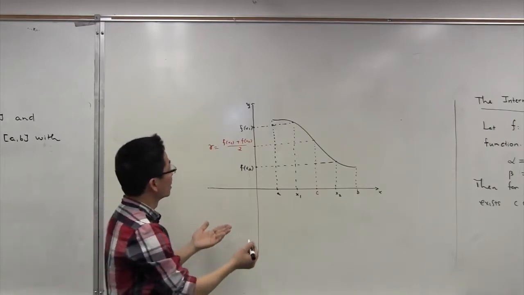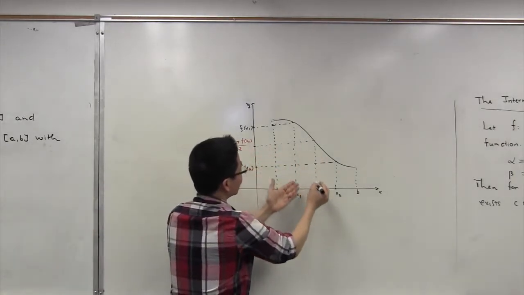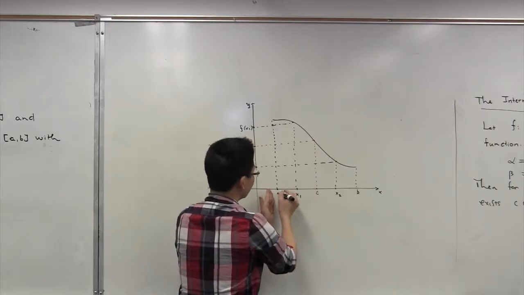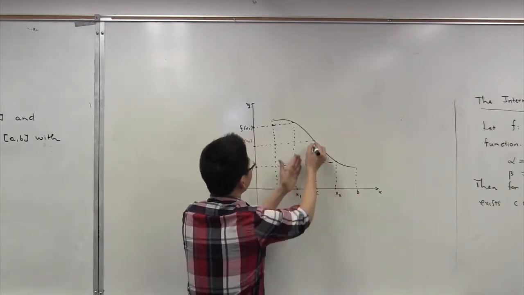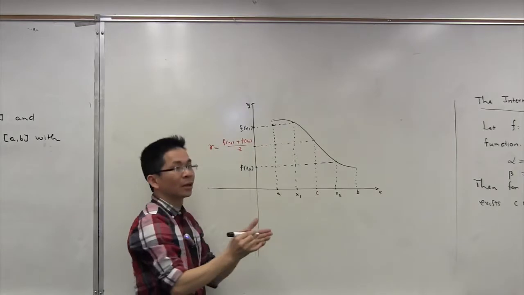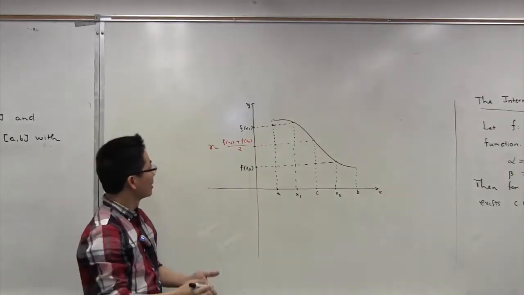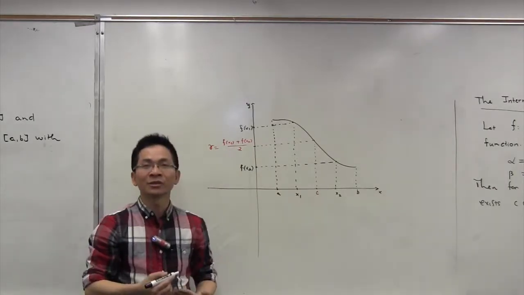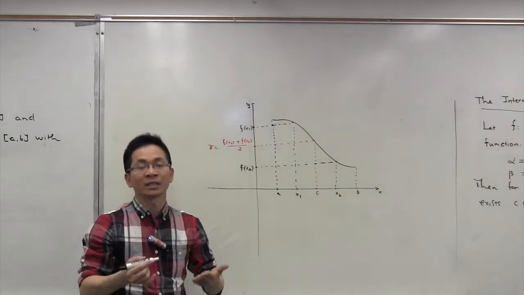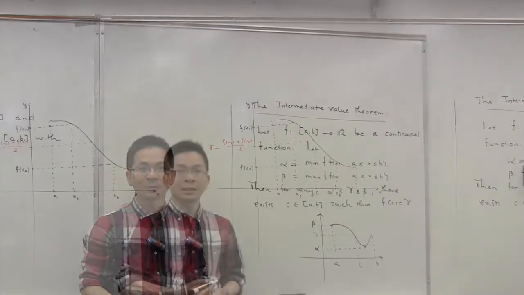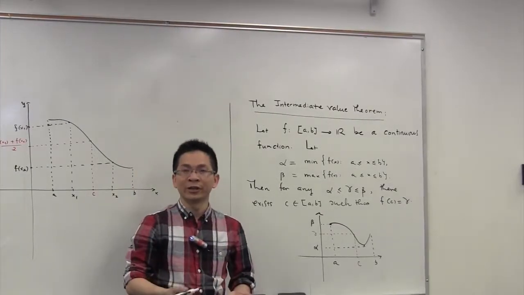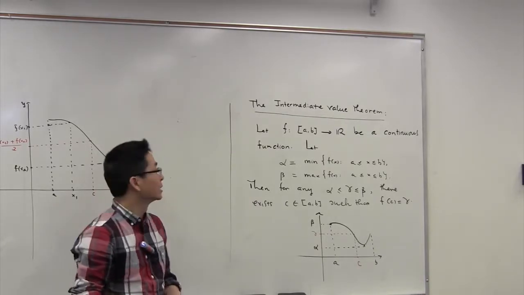And we have to prove that there exists a number c in the interval AB such that f of c is equal to gamma. This figure suggests that we use the intermediate value theorem. Let me recall the following version of the intermediate value theorem.